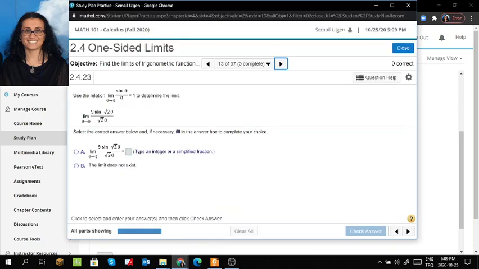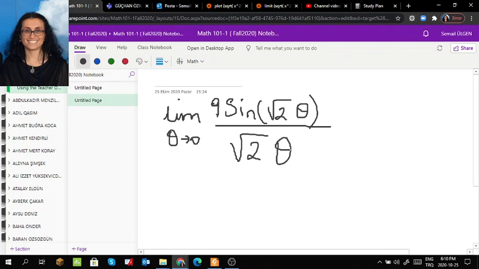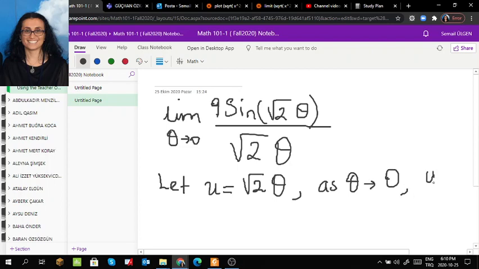Square root of 2 theta, okay. 9 times, there's 9 here. Square root of 2 theta over square root of 2 theta. Now let u is equal to square root of 2 theta. As theta goes to 0, u also goes to 0, right? Because if this goes to 0, then this is going to go to 0 as well.